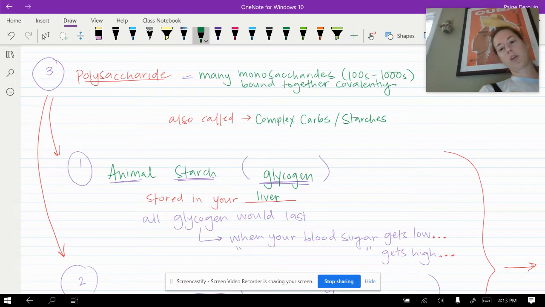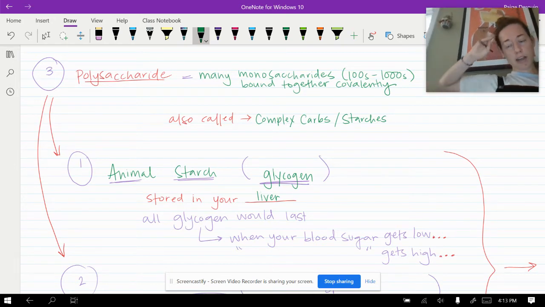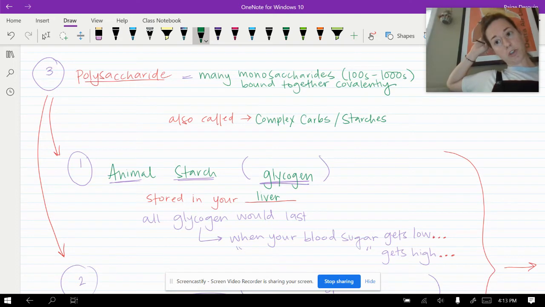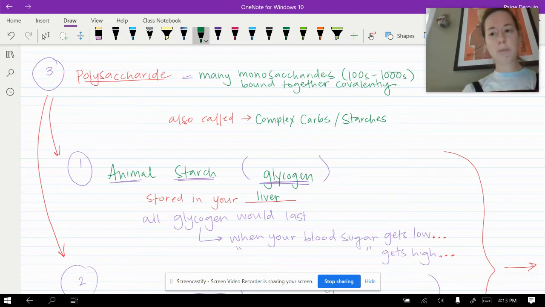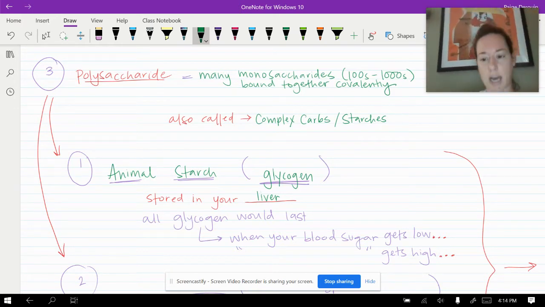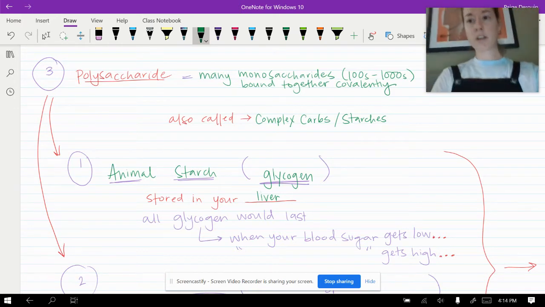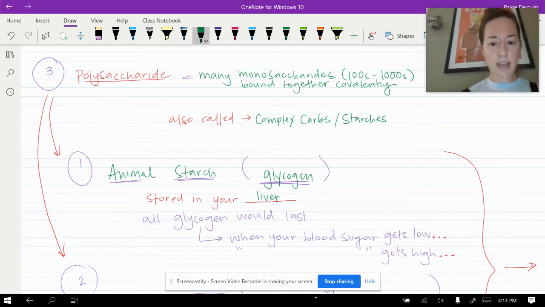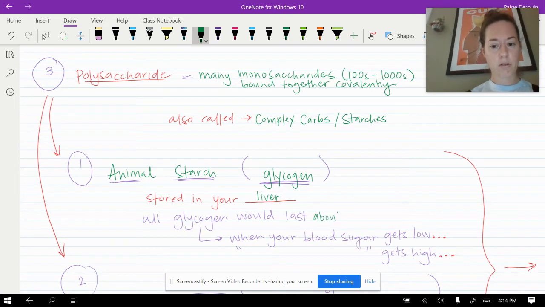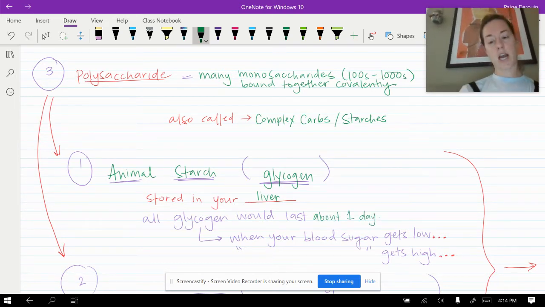So starches are going to be slightly longer term energy than a simple sugar would be, but still not even close to really being long term sustainable. If you stopped eating, all of the glycogen in your body and your liver would last you about 1 day. So it's really not a very long time at all.